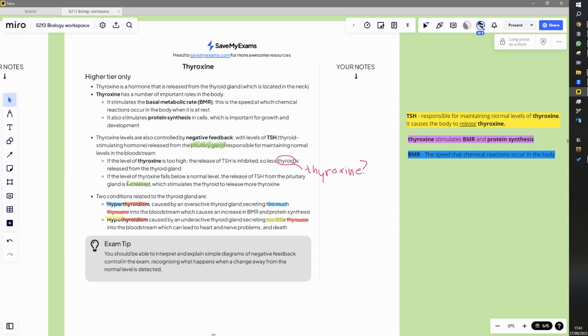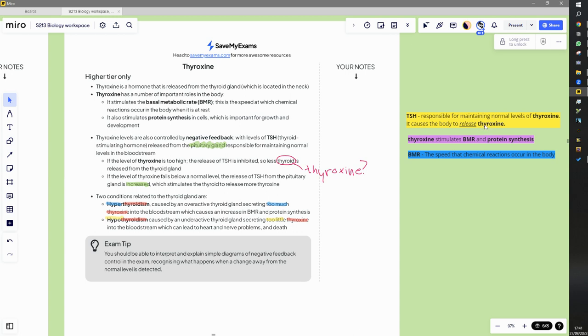And if the levels of thyroxine are too low, so it's below normal level, then it causes the release of TSH from the pituitary gland, and so more thyroxine is released. So that's what TSH does, talking about the release of thyroxine.